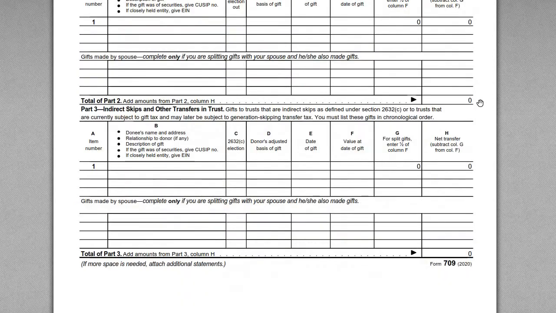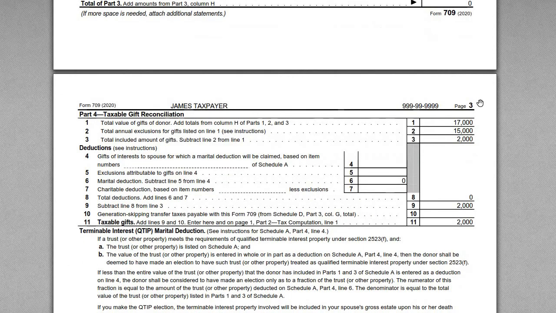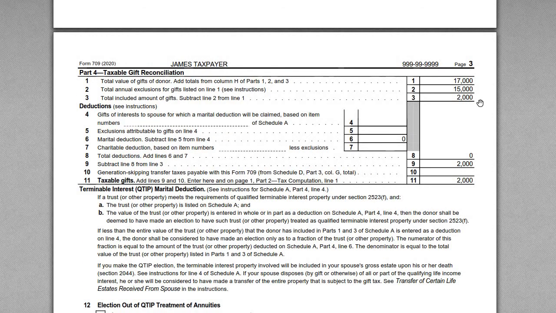Now, if we scroll down further, we'll get to the gift tax reconciliation. This part is very, very important. So part 1, the total value of the gifts from the donor, right? That's $17K. That's coming from up above there. And then here's where we need to do a manual entry, right? The total annual exclusions for gifts. In this case, John made gifts to one person, right? So he gets $15,000 to basically exempt from that $17K amount. So the net amount of taxable gift is $2K.